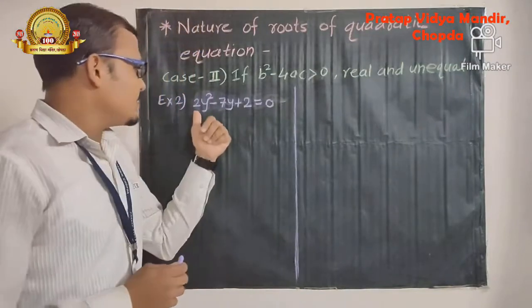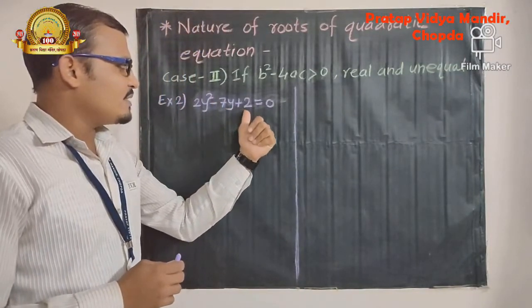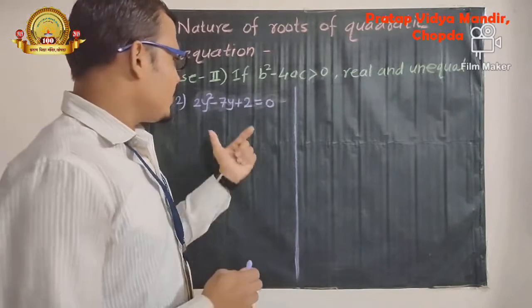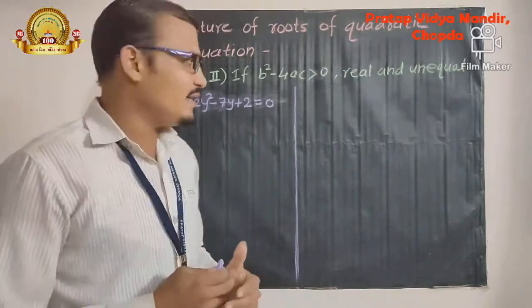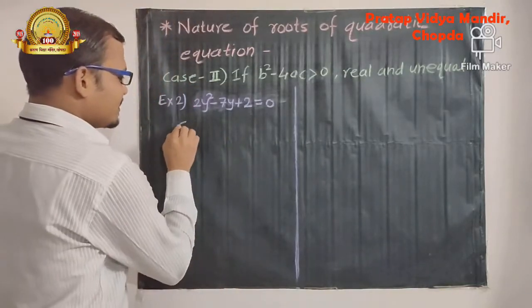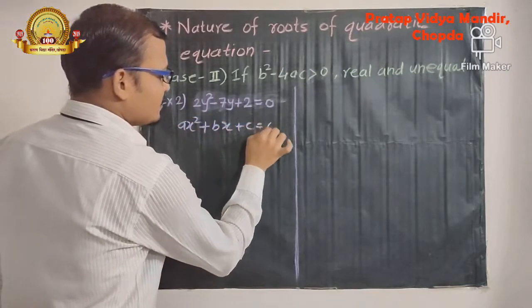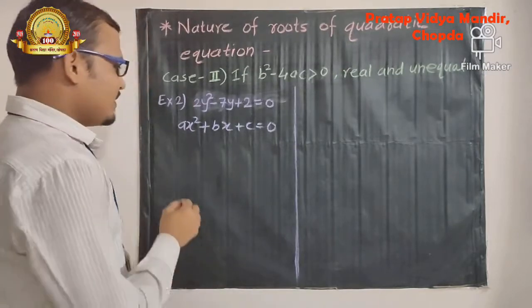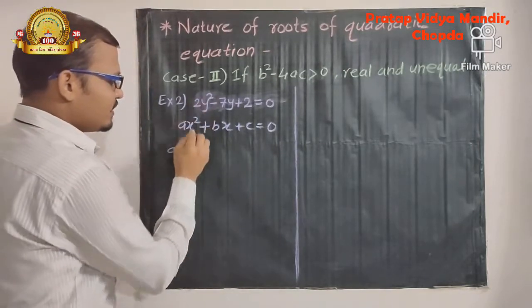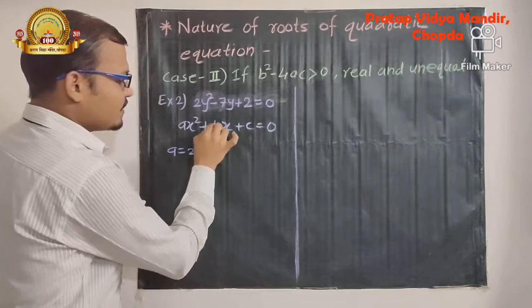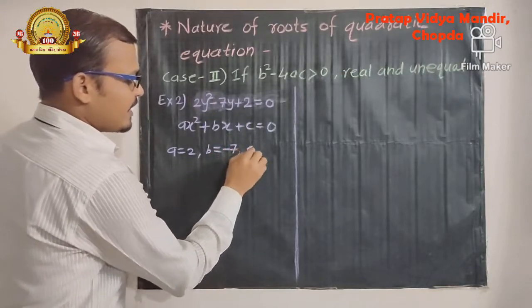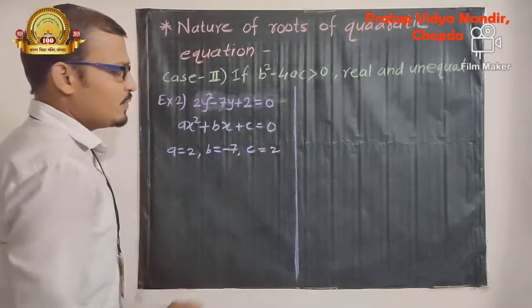And our example is 2y² - 7y + 2 = 0. To solve this quadratic equation, first we compare this quadratic equation with the general form ax² + bx + c = 0, so that we get the values a = 2, b = -7, and constant c = 2.